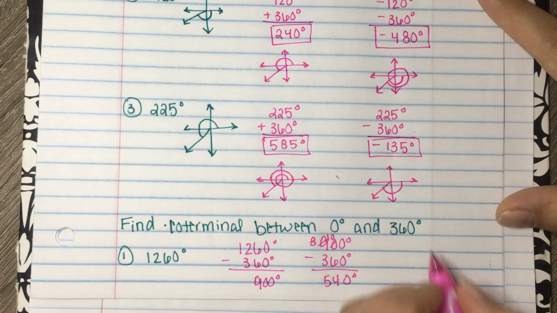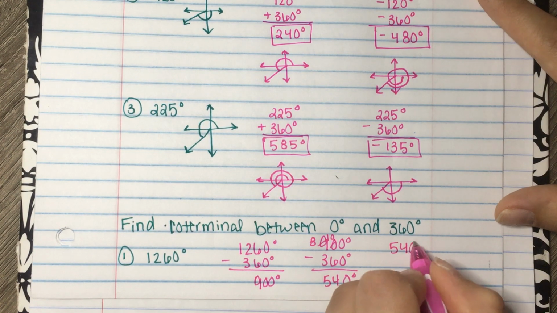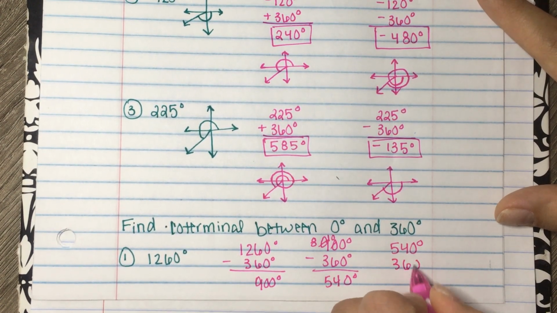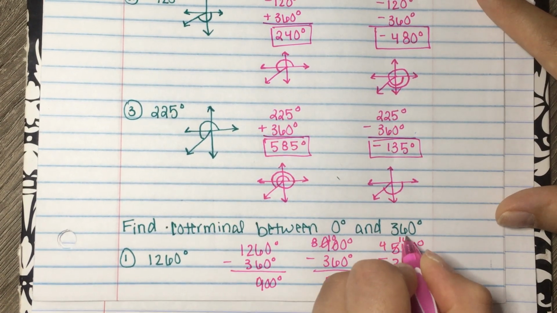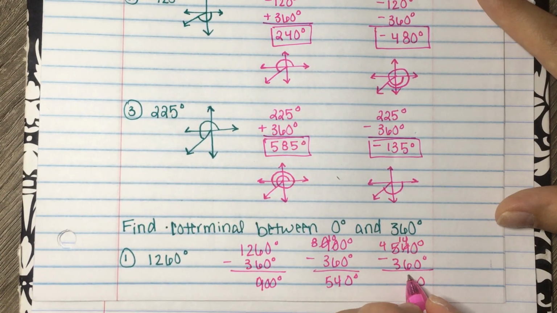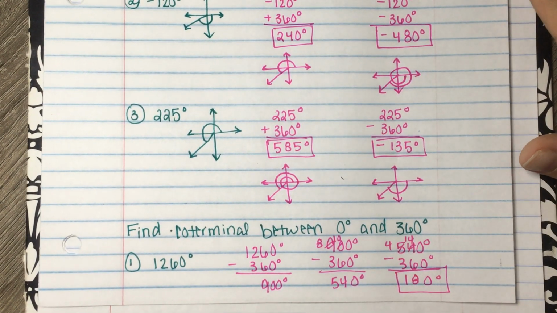I'm still not between 0 and 360, so I take 540 and subtract another 360, and that will do it for us. We get 180. All right, and then I can see that my coterminal between 0 and 360 is 180 degrees.